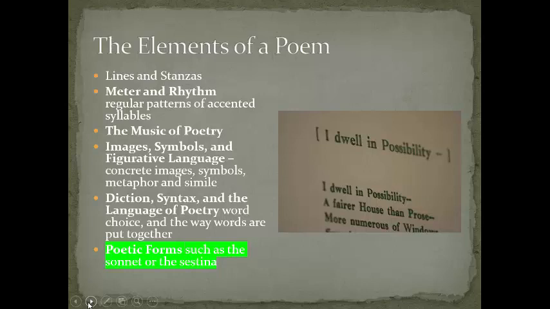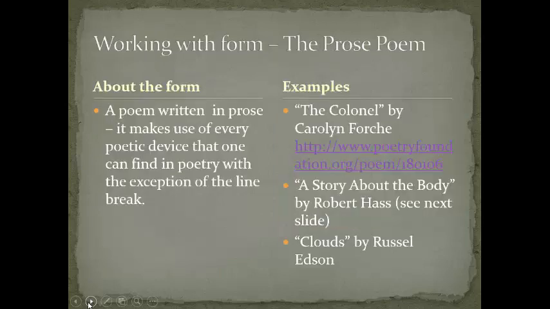So this week we're working on poetic forms. We're going to start off with something called the prose poem. And the prose poem is a poem written in prose. That means it makes every use of poetic devices that one can find in poetry, but it doesn't use the line break. The poem just is on the page like a paragraph. One of my favorite prose poems is called The Colonel by Caroline Forche. But we're also going to look at 2 more. A Story About the Body by Robert Haas and Clouds by Russell Edson.